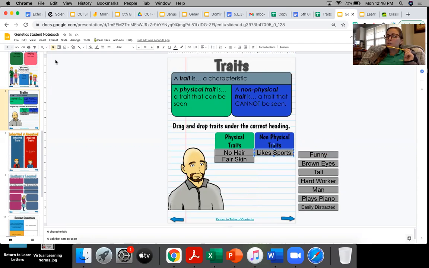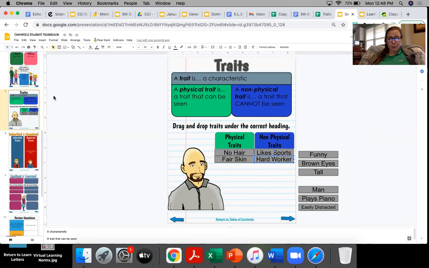Maybe your hand is up from earlier? Ella. A non-physical trait is hard worker. Okay, a non-physical trait would be hard worker, exactly. I couldn't just look at you and tell if you were a hard worker. I'd have to see you working to know if you're a hard worker or not. All right, Jamon, I'll come back to you.